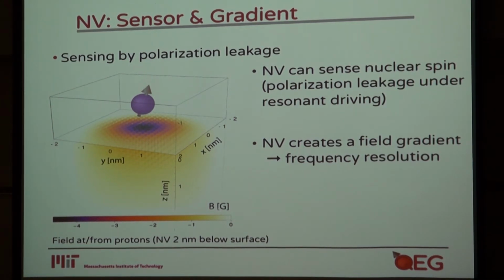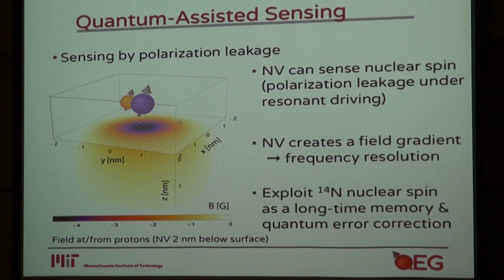In order to actually do this in practice, what we did was also to exploit the fact that you have a nuclear spin associated with the NV center. It's just the nitrogen of the NV. And we can use this in order to have an intrinsic long-time memory, which allows us to go for much longer times. So what is the idea that we had in mind?